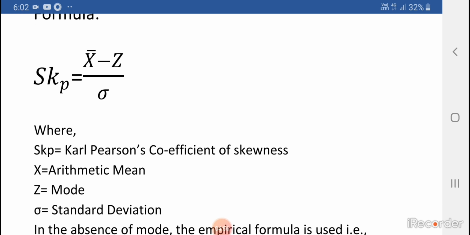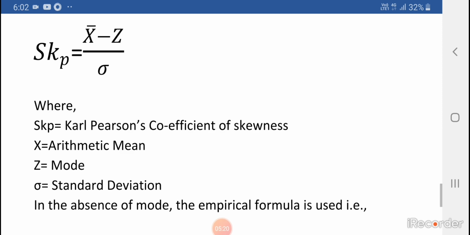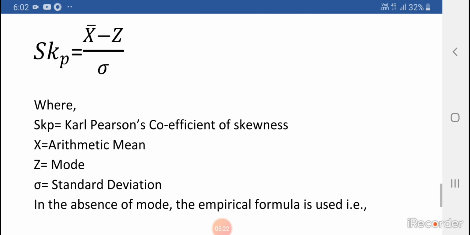And this is not at all new for you. We have already learned it long back. X bar stands for arithmetic mean, Z stands for mode, and sigma stands for standard deviation. That means to find Karl Pearson's coefficient of skewness, you need to compute first x bar, then mode and standard deviation, and only after that can you find the coefficient of skewness.